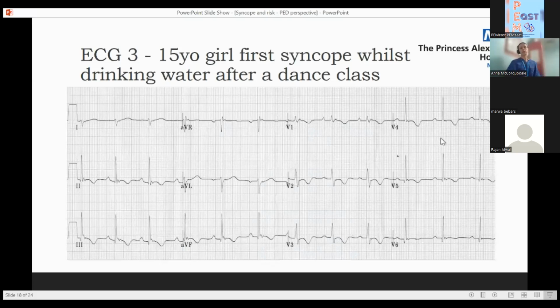This is a 15-year-old girl, so a slightly older adolescent, who does a lot of dancing, and she has her first ever syncopal episode when she's drinking water after a dance class. Can we do the same thing? If everyone just scans along this ECG and says whether it looks normal or not, and if you put not normal, what it is you're focusing on.